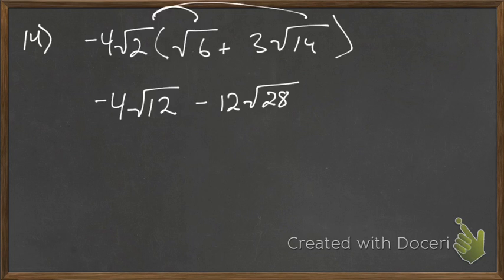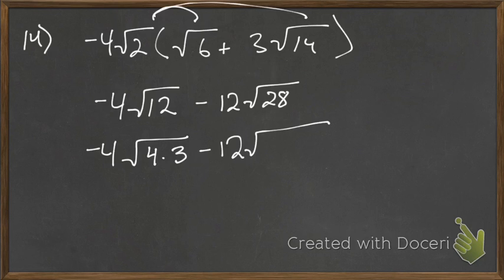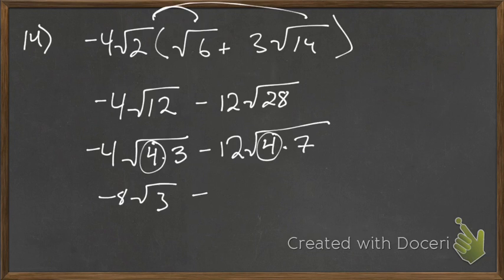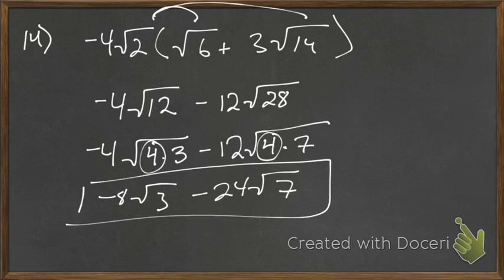So here's where I'm at. This is just multiplying individual things, but now I got subtraction. So I'm going to be looking to simplify these now. What's a factor of 12 I want to mess with? 3 and 4, not 6 and 2. That doesn't help us, right? What about factors of 28? 4 and 7, right? Let's get these out. So I got negative 8 square roots of 3 minus 24 square roots of 7. Is that it? That's it. You can't do anything else with that, right? So that's it. Done.